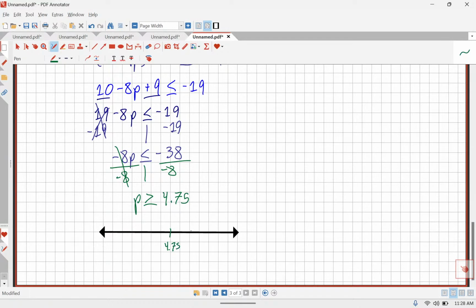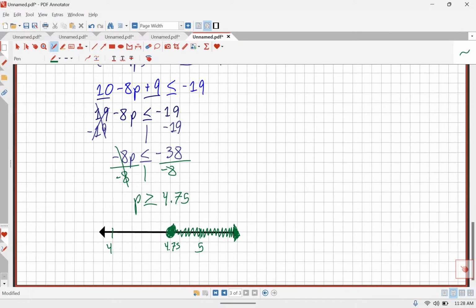4.75 lives here. That means 5 would live here, 4 would live here. Should I use a hollow dot or a filled dot? Everyone, I should use a filled because it's greater than or equal to. Bennett, what's a number that is greater than 4.75? Sure it is, and then it lives over here. And that's how you would shade it.